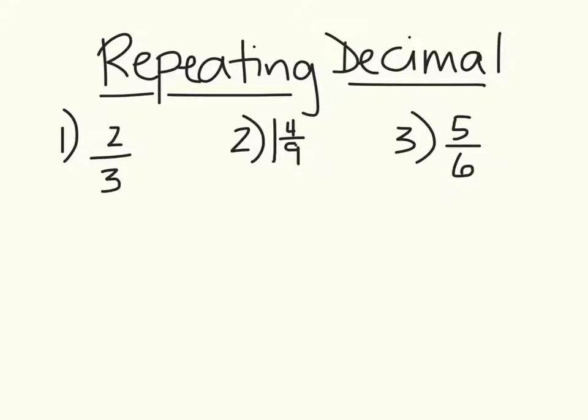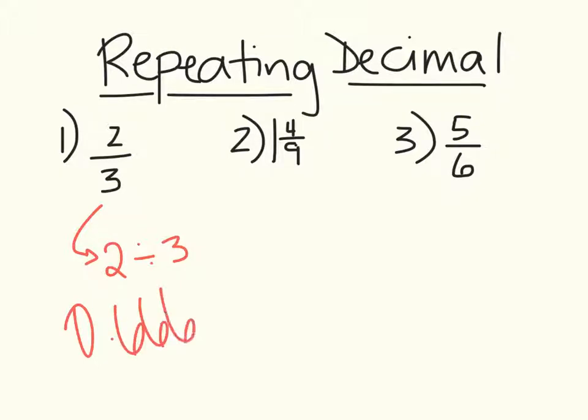So let's take a look at our first example. We have 2/3. Once again, we're going to write this as a division problem, 2 divided by 3. When I type that in on my calculator, I get 0.66666 and so on.